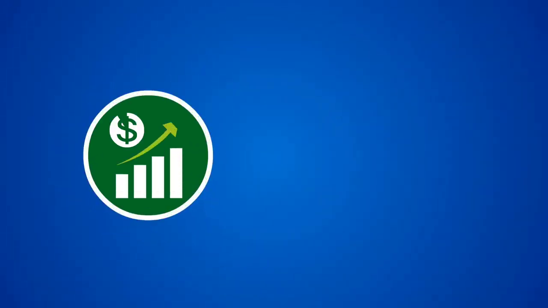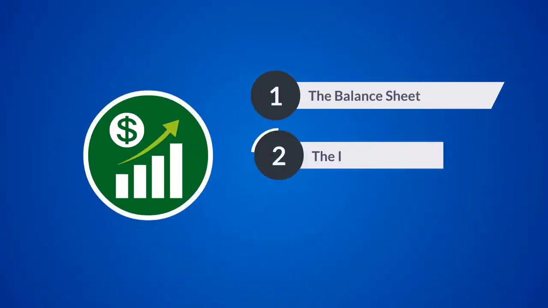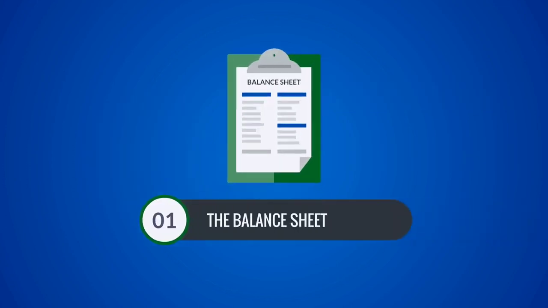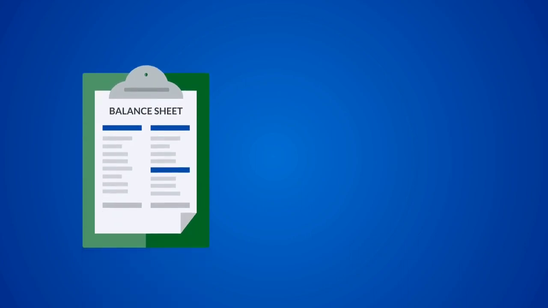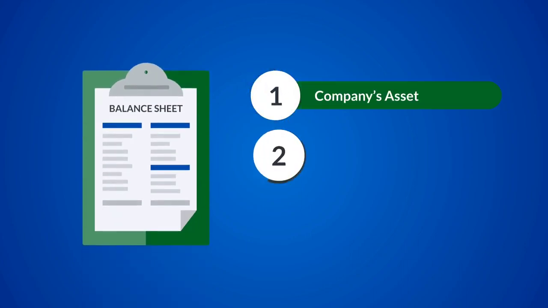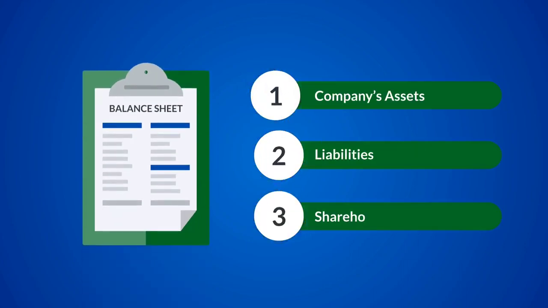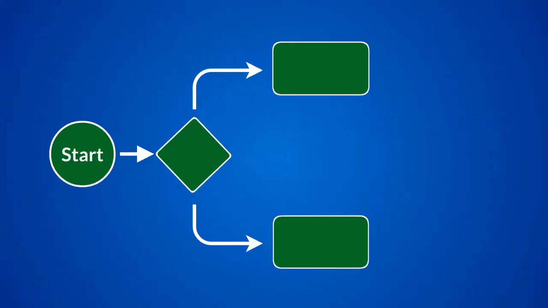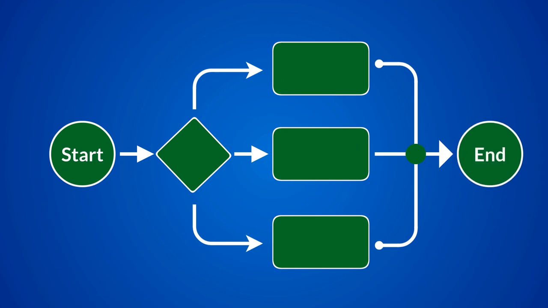There are 3 financial statements that you really need to know because they are super important in stocks. The balance sheet. A balance sheet shows a snapshot of a company's assets, liabilities, and shareholders' equity at the end of the reporting period. It does not show the flows into and out of the accounts during the period.